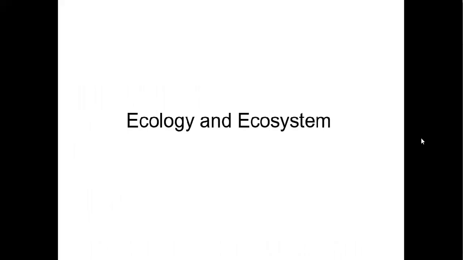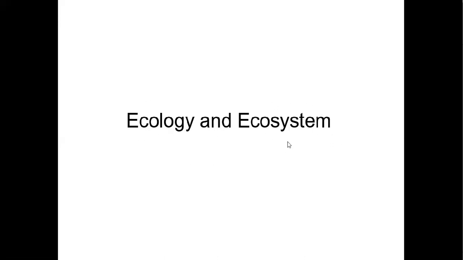And now we go for another chapter, that is ecology and ecosystem. Before going to this, you have to know what is ecology and what is ecosystem. Ecology and ecosystem are different terms. In ecology, two terms are joined together, eco and logy. It comes from two Greek words, oikos and logos. Oikos means house and logos means study. So the study about house or dwelling place is ecology.